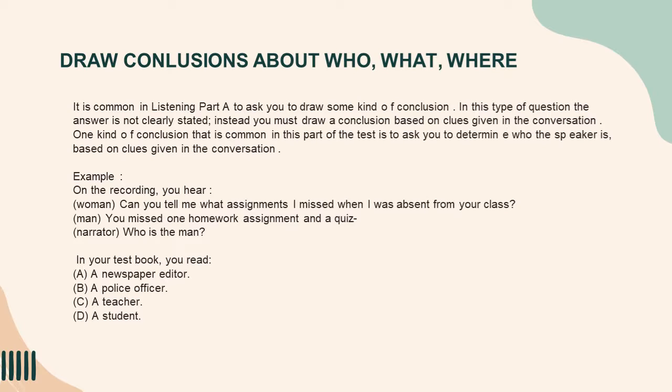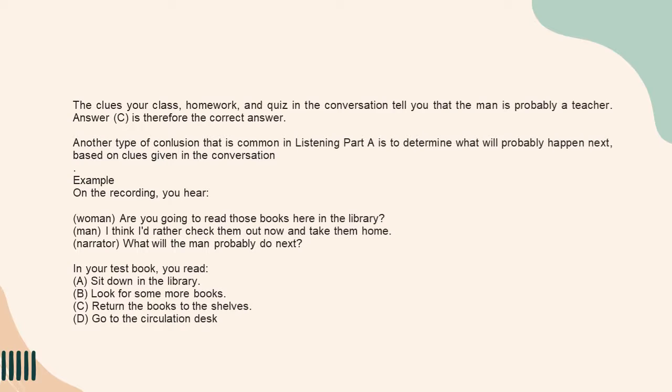The narrator will ask you, who is the man? And in your textbook, you will read four answers: A, a newspaper editor; B, a police officer; C, a teacher; and D, a student. Then you need to find the correct answer. Here we will discuss and try to find it. The clues, your class, homework, and quiz, tell you that the man is probably a teacher. Answer C is therefore the correct answer.